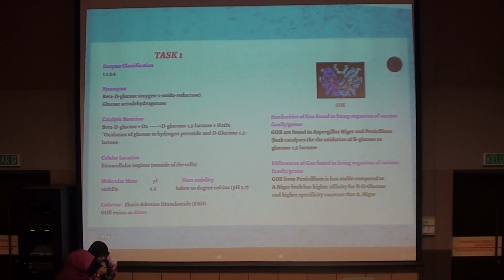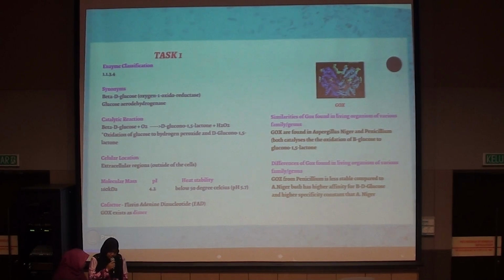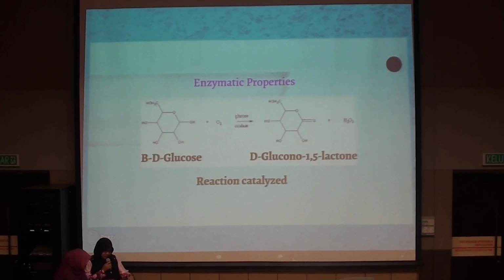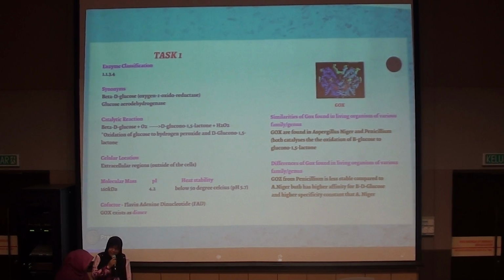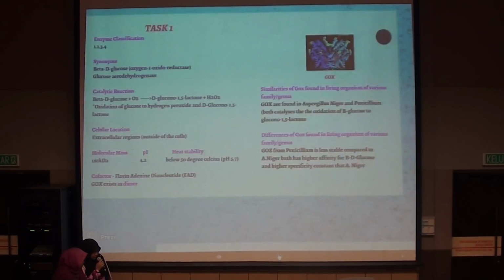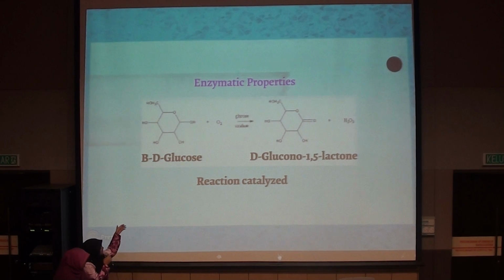The difference of GOX found in living organisms of various families is that GOX from Penicillium is less stable compared to Aspergillus niger, but has higher affinity for beta-D-glucose and a higher specificity constant than Aspergillus niger. For this, the catalyzed reaction for glucose oxidase.